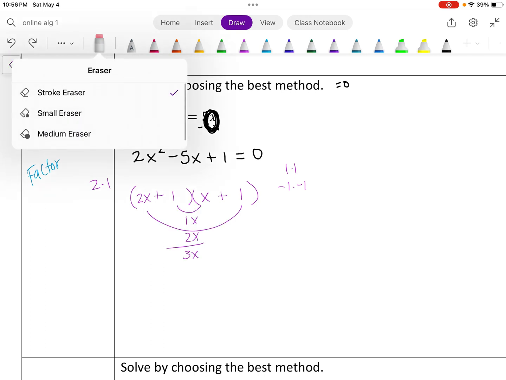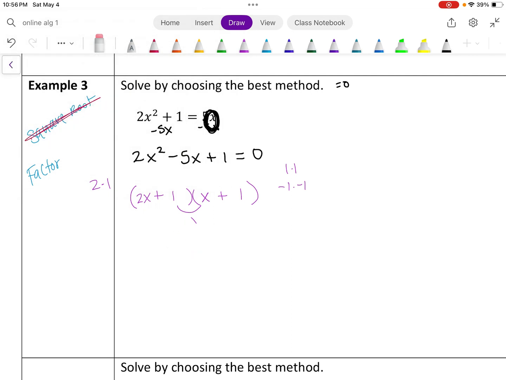I don't think this is going to work. What do you think? Right, I don't think our 2 and 1 are going to get us up to negative 5. If we try our negative 1 and negative 1, negative 1x, negative 2x, hey, that's negative 3x. Nope, this isn't factorable. And maybe you noticed that beforehand, right? Maybe you were just able to tell, but this is not factorable. So what's left? The quadratic formula is left.